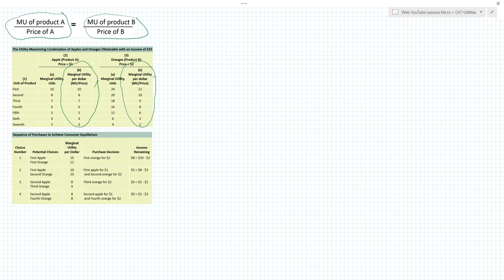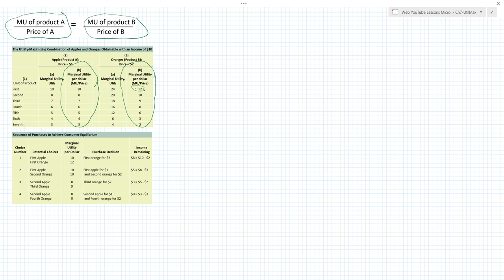So the way a consumer would approach their decision with regard to, well, are they going to buy the first unit of apples or are they going to buy the first unit of oranges? Well, they're going to naturally, again, we assume rational behavior in economics always, they're going to engage in that activity which gives them, again, the most bang for the buck. Which one is that? Well, that would be the first unit of an orange because it gives me 12 units of satisfaction per dollar spent, and the first unit of the apple only gives me 10.